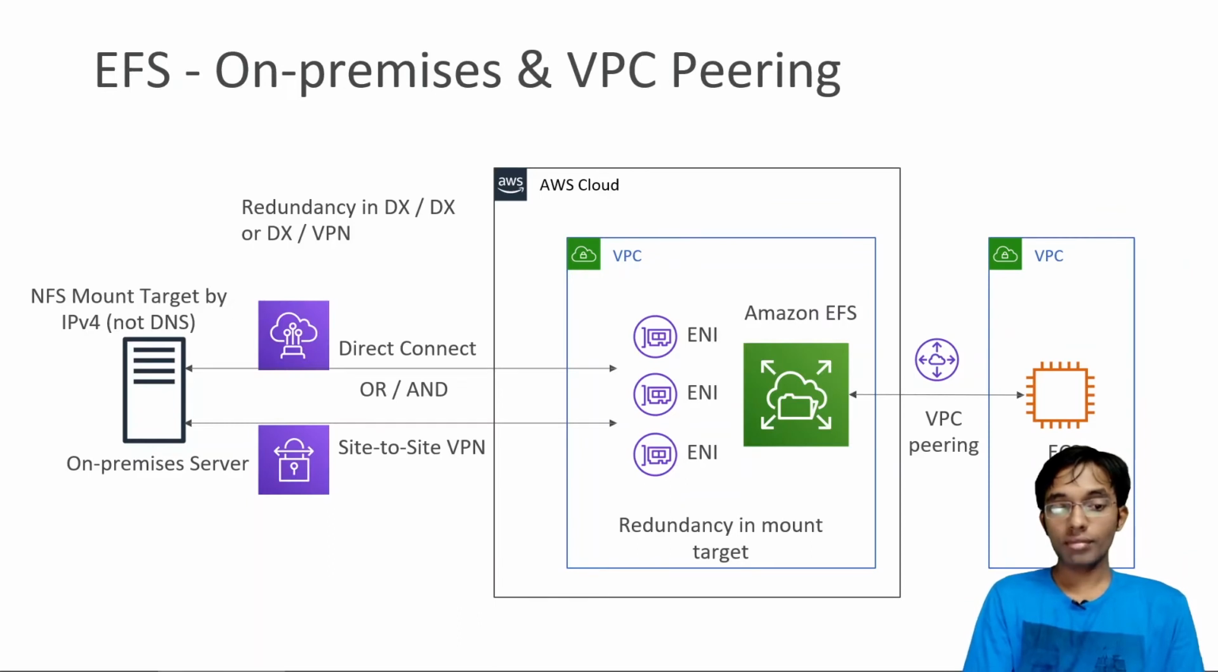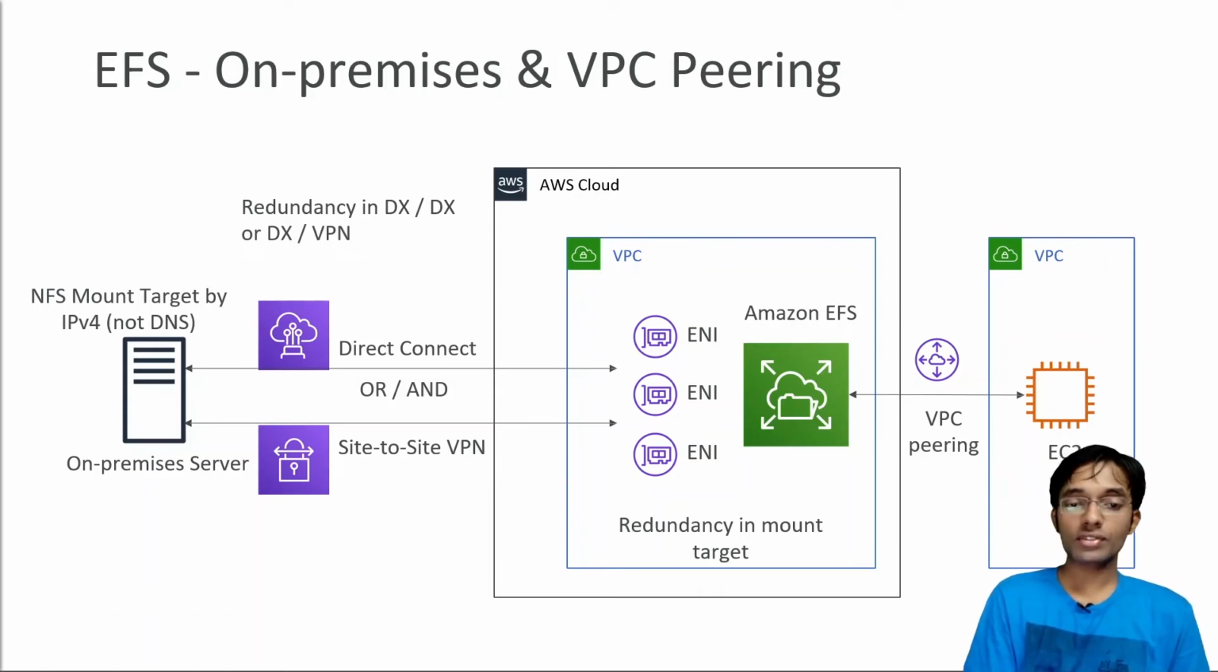Now EFS has a way to be mounted for on-premises servers, and has VPC peering. So your EFS has ENIs, Elastic Network Interfaces. They are redundant across multiple AZs, and then your VPC can be paired with your EFS for your EC2 instances to access your EFS drive, or also on-premises servers through Direct Connect or VPN, or site-to-site VPN can also access your EFS volumes. And you can build redundancy, for example, by having Direct Connect and VPN.